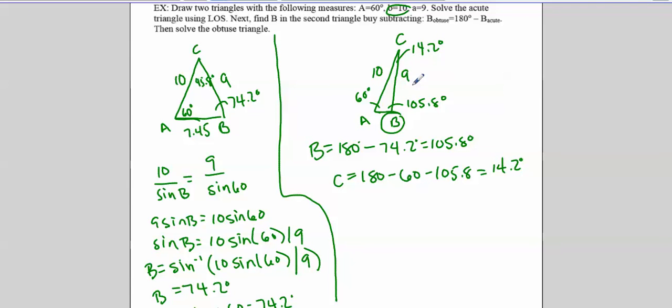So there's only one more thing to find in my second triangle, and that's side C. So you can do C over sine 14.2 equals 10 over sine 105.8. And when you cross multiply and solve, you should get C equals 2.55. And that's the last piece of our second triangle.